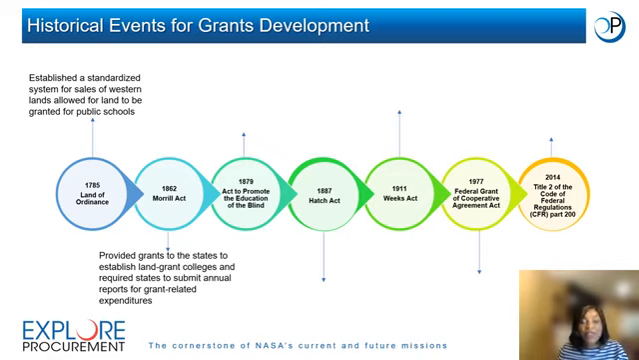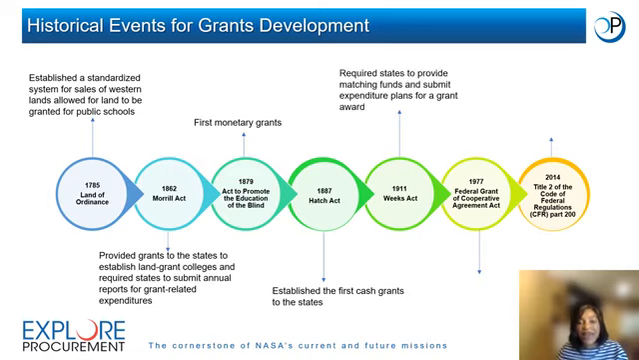This provided grants to the states to establish land grant colleges and required states to submit annual reports for grant-related expenditures. In 1879, there was the Act to promote the education of the blind, and this was the first monetary grant. In 1887, we have the Hatch Act. This act established the first cash grant to the state. The Weeks Act in 1911 required states to provide matching funds and submit expenditure plans for a grant award.